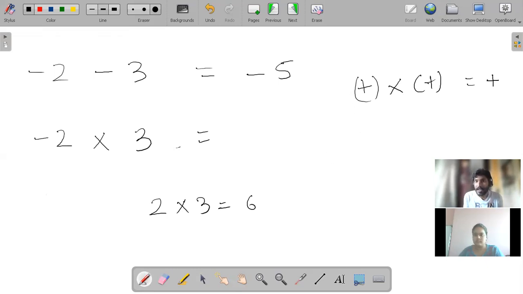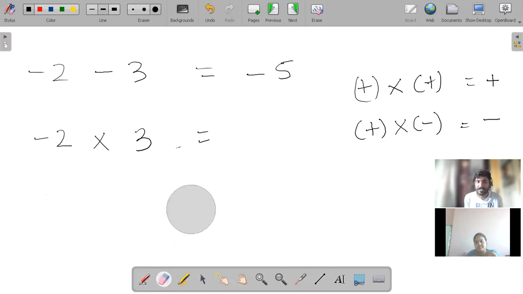Next rule is when you multiply a positive number, and I'm saying multiply, with a negative number, irrespective of which is smaller or which is big, you don't have to see which is small and which is big because you're multiplying. Irrespective of that, your answer will have a minus sign. Is this term clear? Okay.